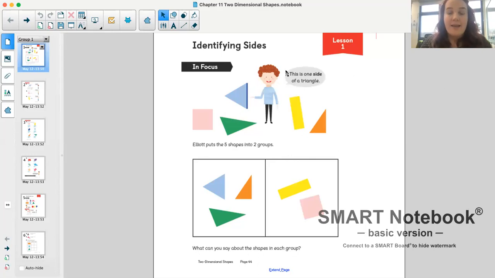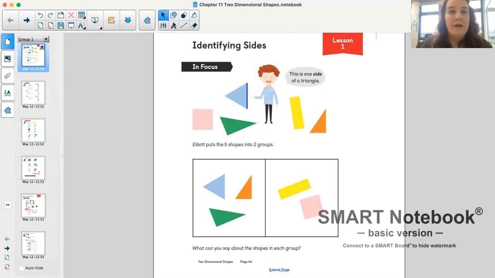Now, Elliot's put these 5 shapes into 2 groups. He's got these ones here and these ones here. What I want you to do is pause the video and see if you can remember the names of these shapes. And if you can figure out what these all have and what these all have, that's a bit of a difficult question. But remember, what we're doing today is identifying sides. So talk about each shape and how many sides it has. Pause here.